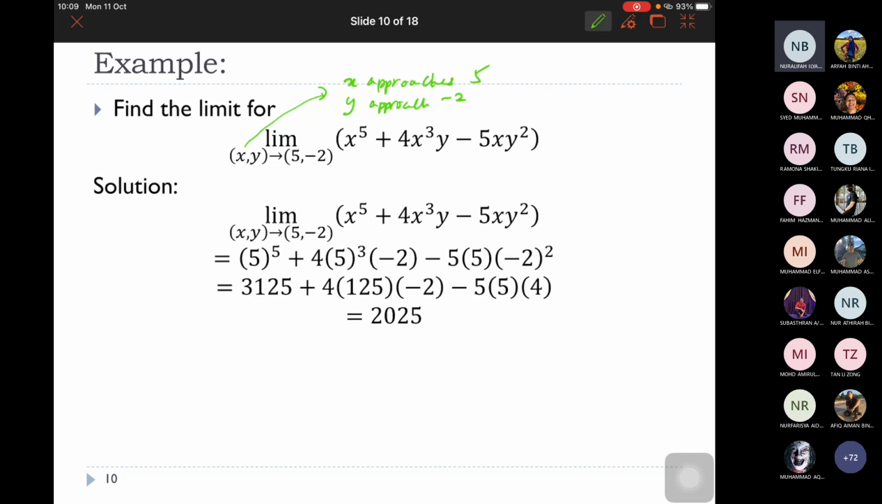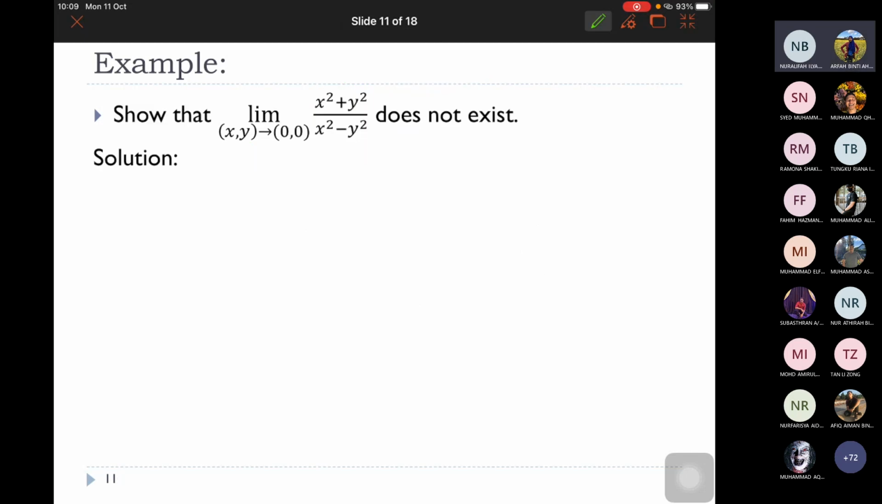Okay. Then, show that the limit of x approaches 0 and y approaches 0 for x squared plus y squared over x squared minus y squared does not exist. So macam mana kita nak tunjukkan the limit for this function does not exist. Yang ini awak tak boleh simply gantikan x sama dengan kosong, y sama dengan kosong. Okay. Kita tengok dia punya solution. Boleh salin dulu lah soalan.